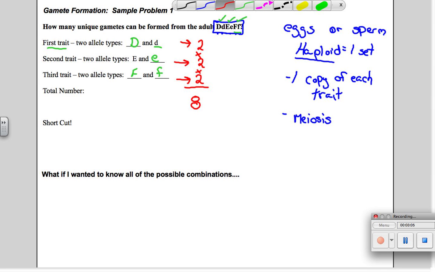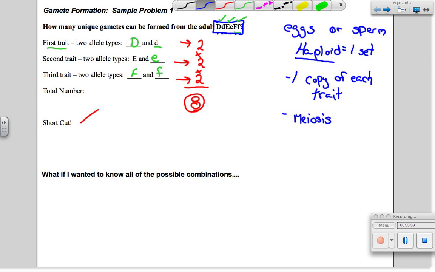This is all you need to do if the problem simply asks for the total number of different gametes. Figure out how many different options there are for each trait and multiply that number together. That's our shortcut. But if I wanted to know all the possible combinations, what all the different allele combinations were, I need to take it a step further. And this is where a tree comes in handy to make sure I've gotten all of my possible combinations.